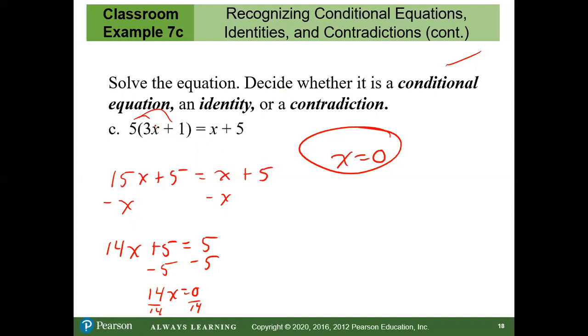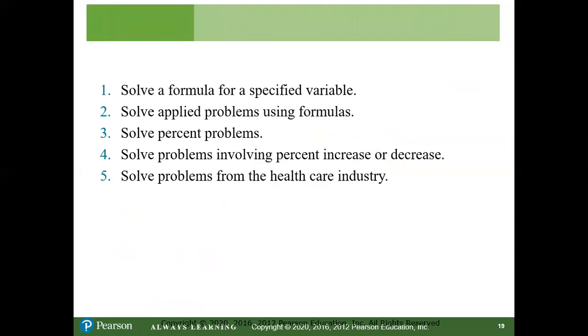And you can always check it, right? So 0, 3 times 0 is 0, plus 1 is 1, 5 times 1 is 5. So there's that guy. And then is equal to 0 plus 5 is 5. So yeah, it does check out. So this one was easy to check. So that's why I went ahead and did it for us. So we have solved it. It is a conditional equation.